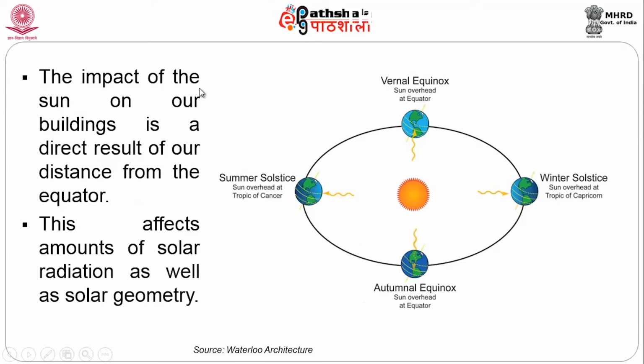The impact of the sun on our buildings is a direct result of our distance from the equator. This affects the amount of solar radiation as well as solar geometry. If you look at any old building, let it be in the time of Michelangelo, Vesuvius, whoever, they always had a solar pattern, a solar geometry in place, because only with the direction of the sun did they decide where the door is going to come, where the window is going to come.